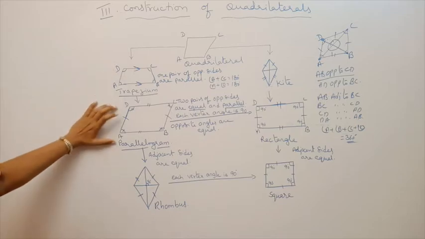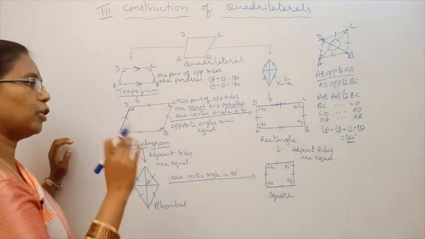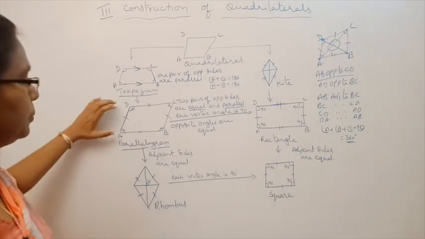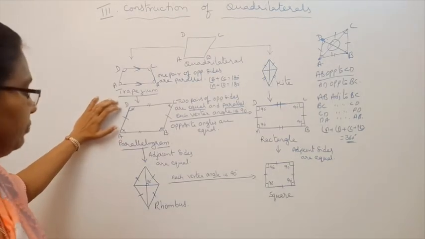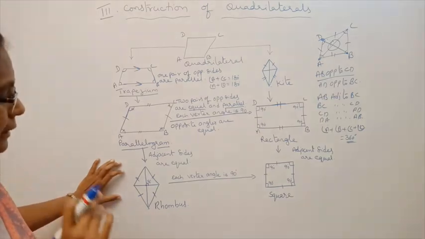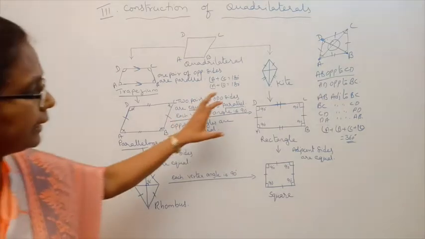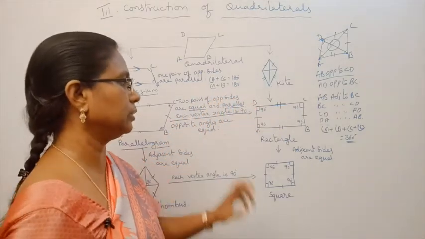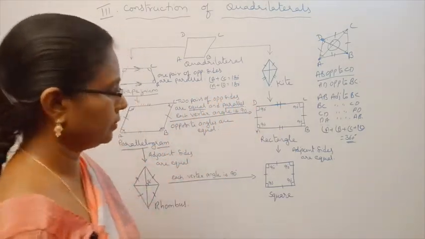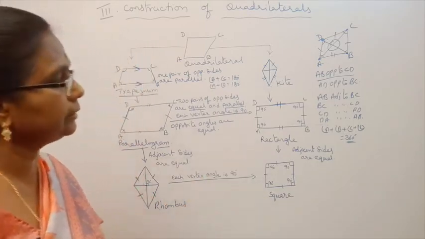In a parallelogram, two pairs of opposite sides are equal and parallel. Opposite angles are equal. In a rhombus, all sides are equal, and their diagonals bisect perpendicularly. In a rectangle, all angles are equal and opposite sides are equal. In a square, all sides are equal and all angles are equal.